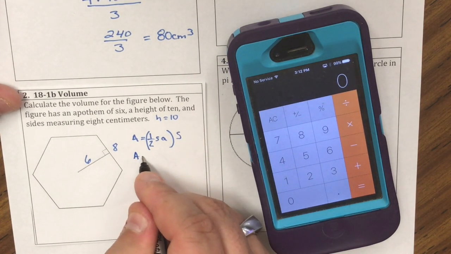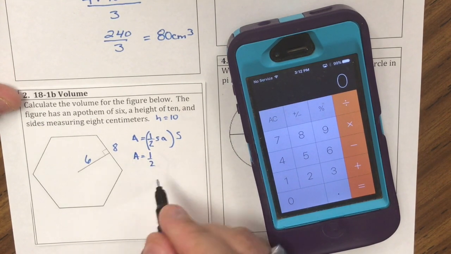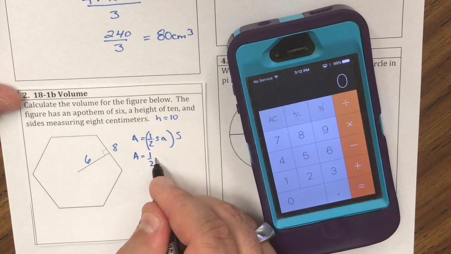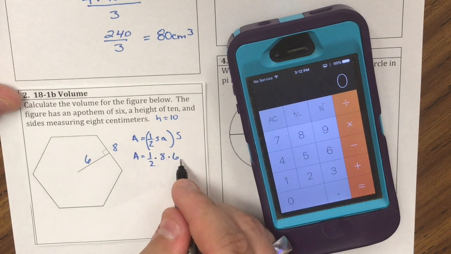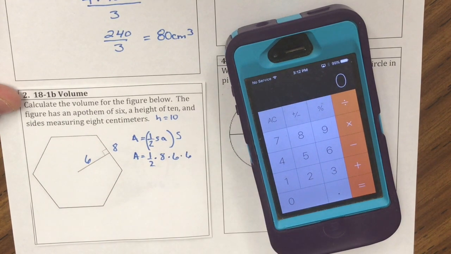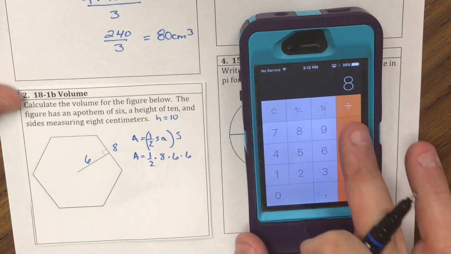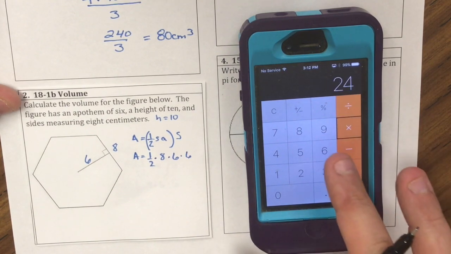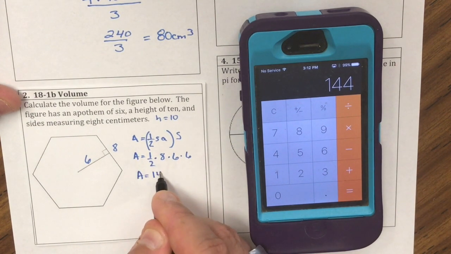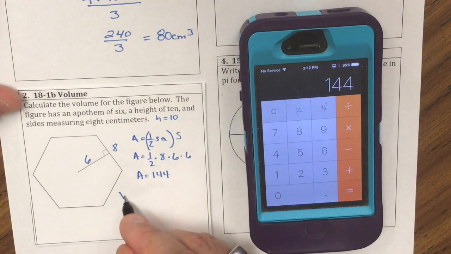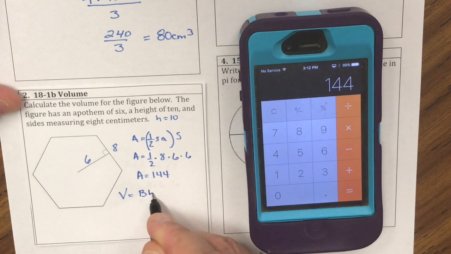I'll rewrite this. A equals 1/2, and I'm going to replace these variables with the numbers I know. So I know that the side is 8, so it's 1/2 of 8 times 6 times the number of sides, which is 6. So 0.5 times 8 times 6 times 6. Area equals 144.